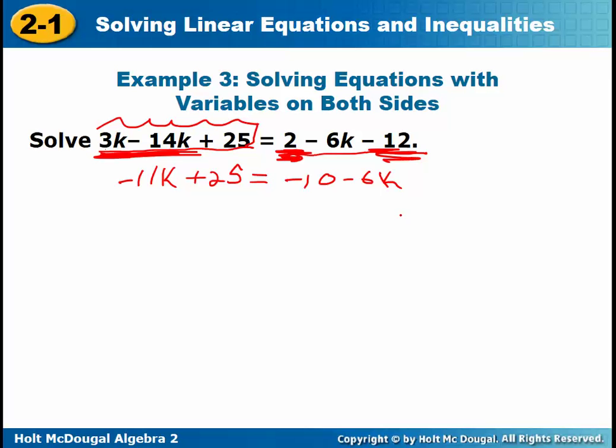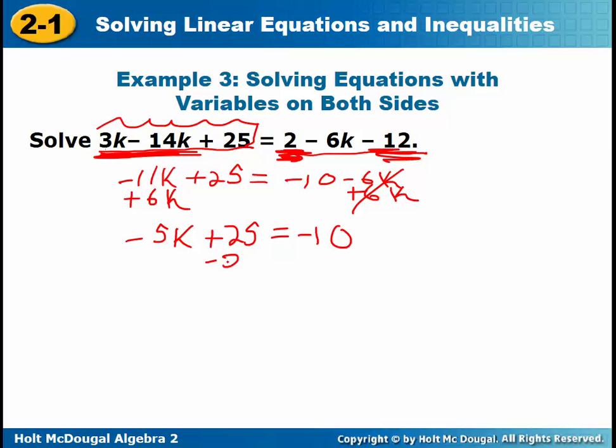Okay. Next, I need to collect the variables on the same side. So that means that I need to either move the negative 11k or the negative 6k. I'm going to get rid of the minus 6k by doing the addition property, which says that I am allowed to add the same thing to both sides and it doesn't change my equality. So that means that it's gone over here because negative 6k plus 6k is gone. Negative 11k plus 6k is negative 5k. Watch the negatives. Then rewrite what you have left.